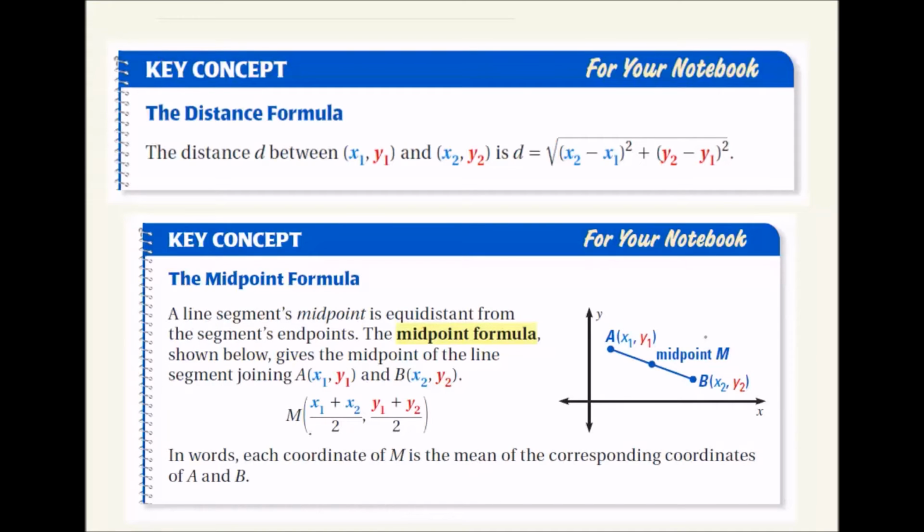In 9.1, we're going to be using two formulas, mainly the distance formula and the midpoint formula. If you have 2 points, you can find the distance between them, and you can also find halfway between them using the midpoint formula. The distance formula is this. You're going to go ahead and write that down in your notebook.